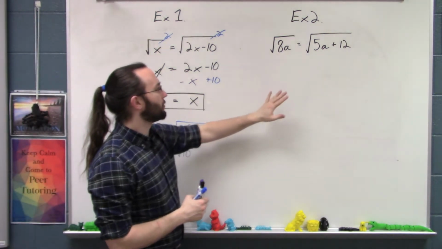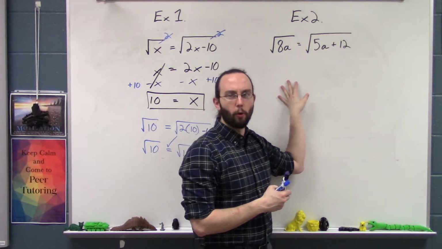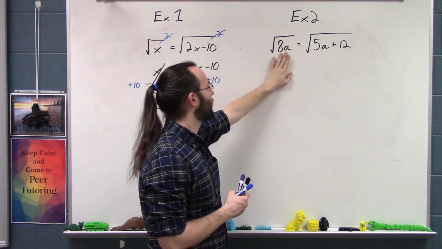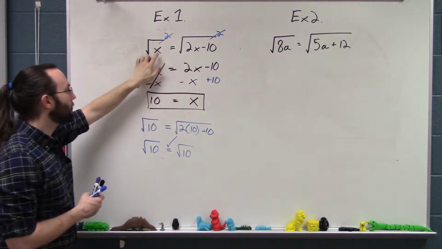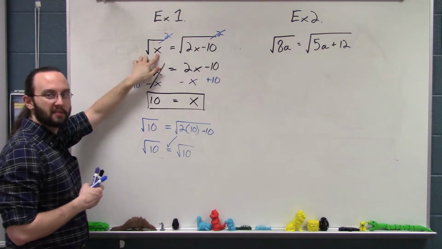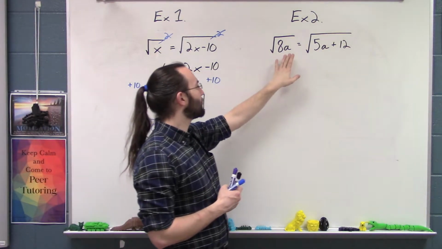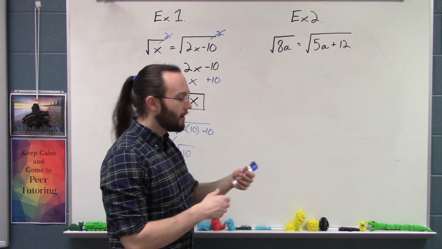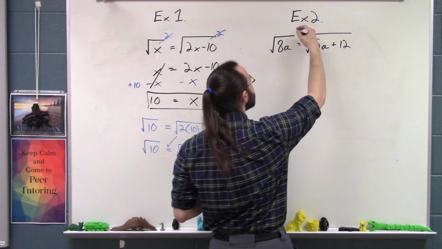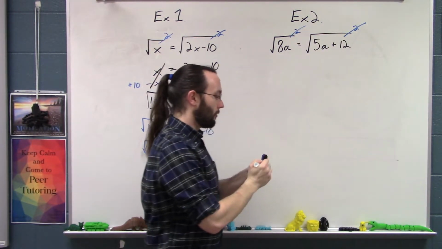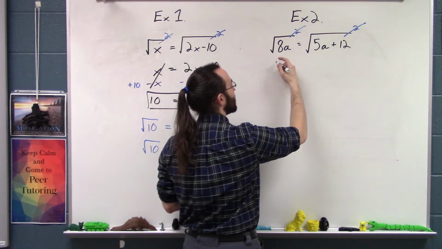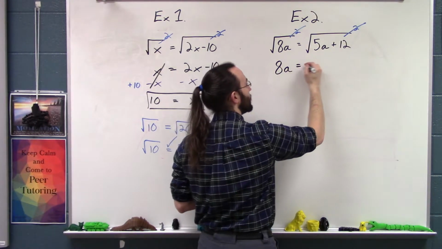Jumping over to example 2, there's a little bit more going on, but still not too much. Now I've got the square root of 8 times a. In the first example, the variable on the left was just by itself under a radical. In example 2, there's a little bit more going on. Still the same first step. Squaring both sides removes the radical and leaves us with a nice Algebra 1 equation.